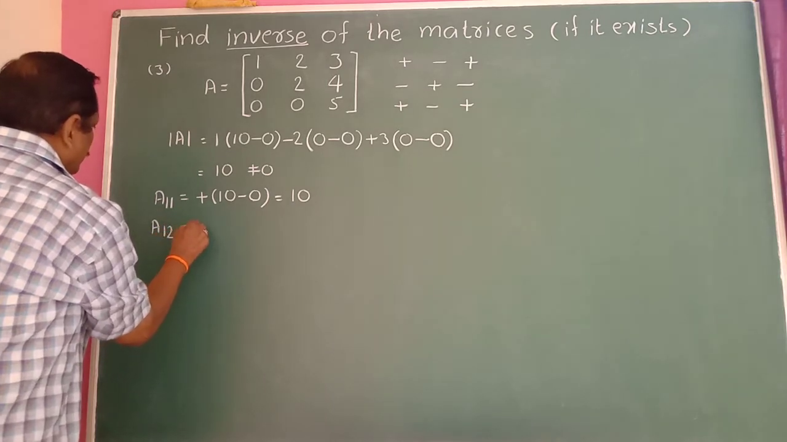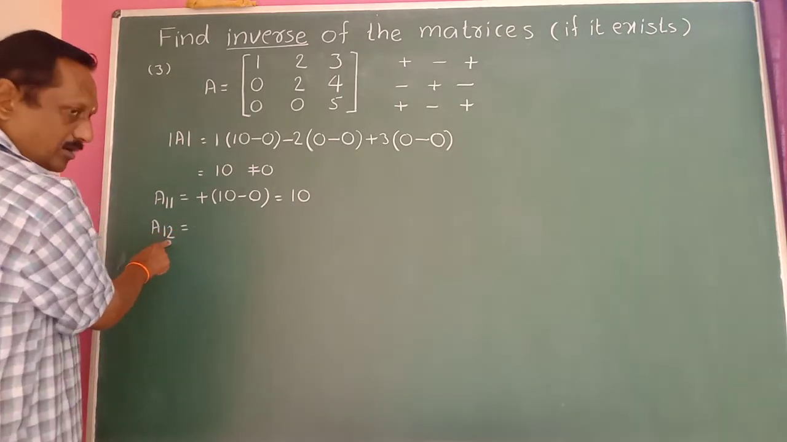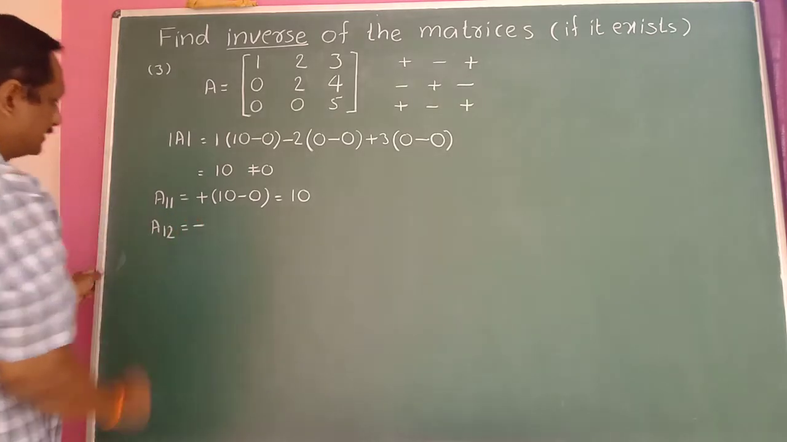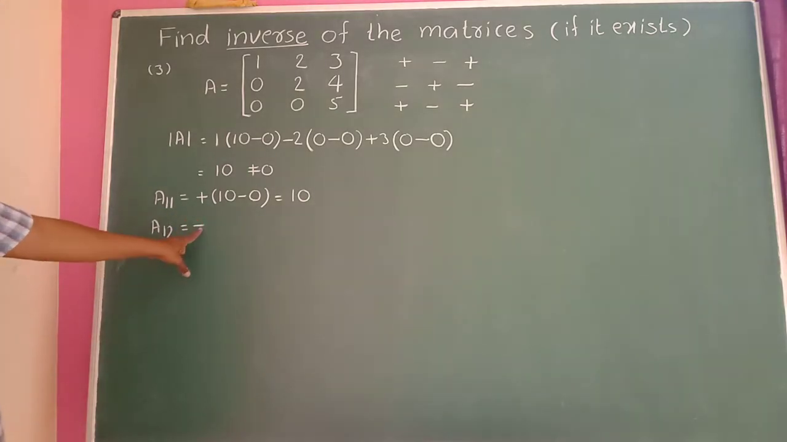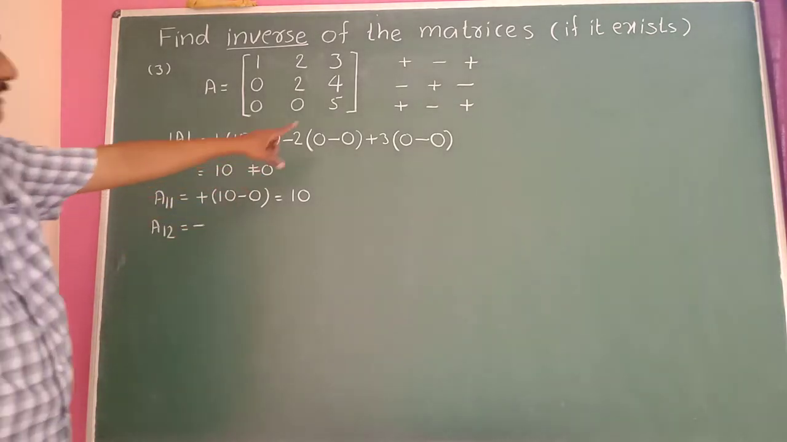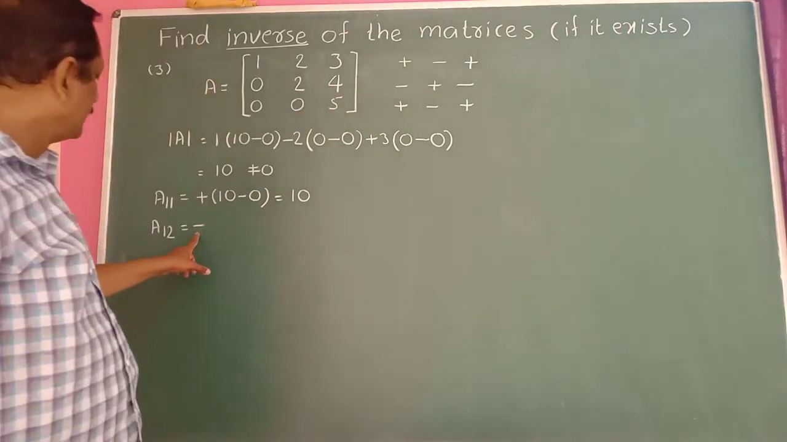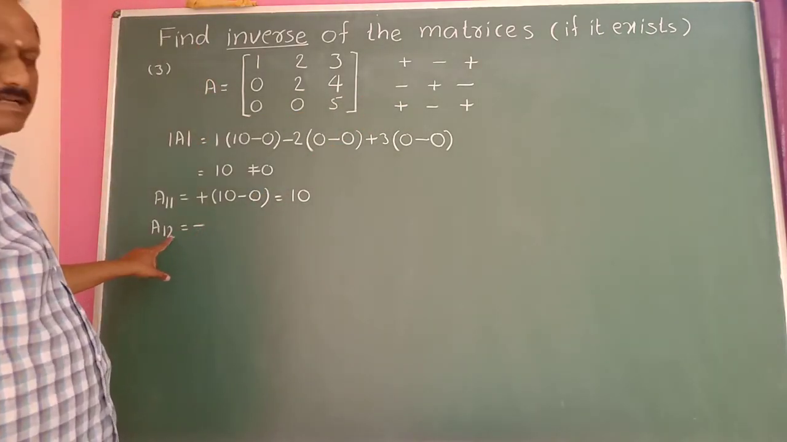A12 is equal to 1 plus 2, 3, an odd number. So multiply by minus here. 1 plus 2, 3, odd number, take minus sign. Or take this minus sign.